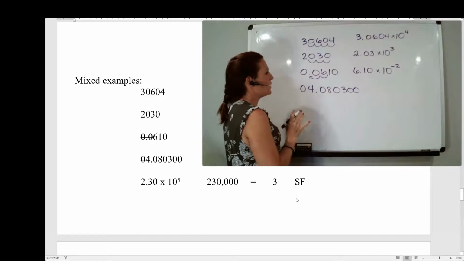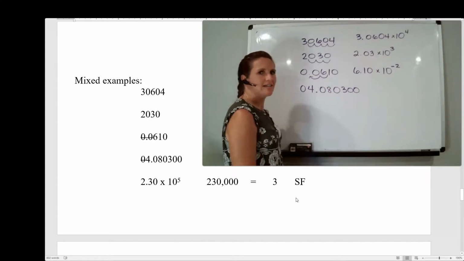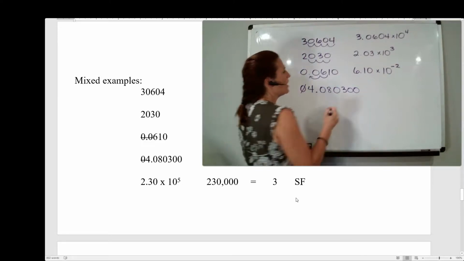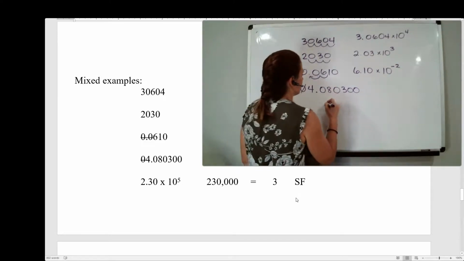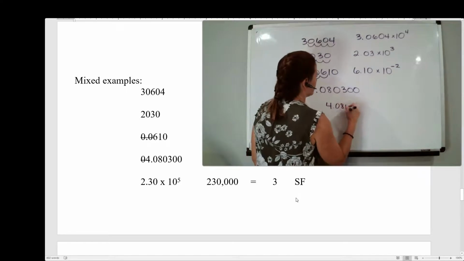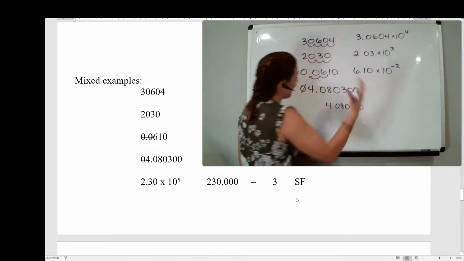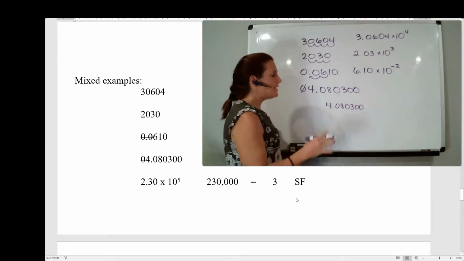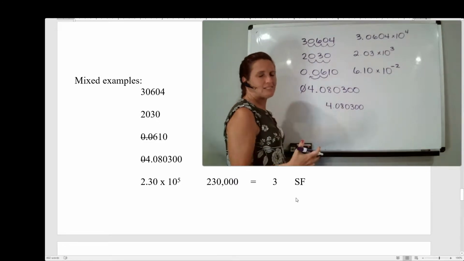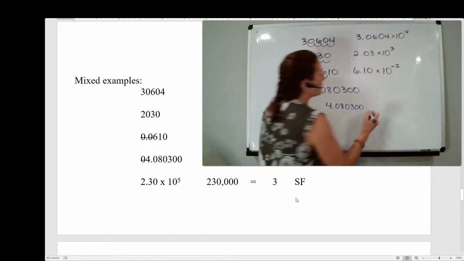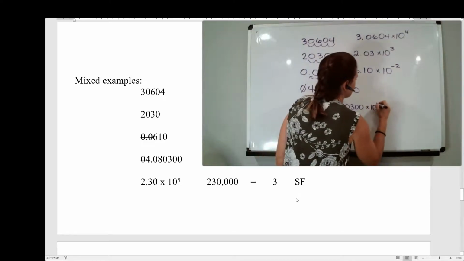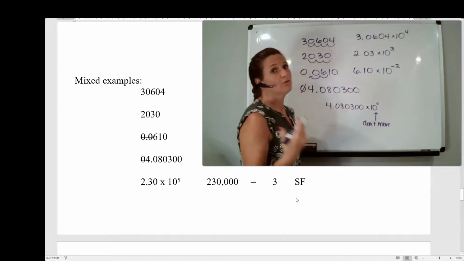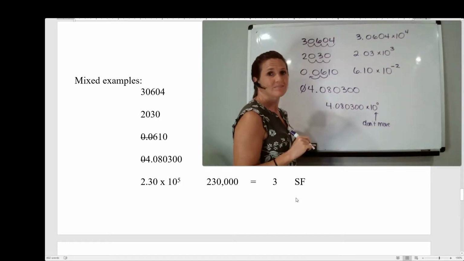And then my last one, well, this one is already in scientific notation. All I need to do is get rid of this 0 that was not significant. So 4.0803, that is a number between 1 and 10. I don't have to do anything to that. If I absolutely had to, for some reason, I could say times 10 to the 0 power. That means don't move the decimal. That's what it means, okay?